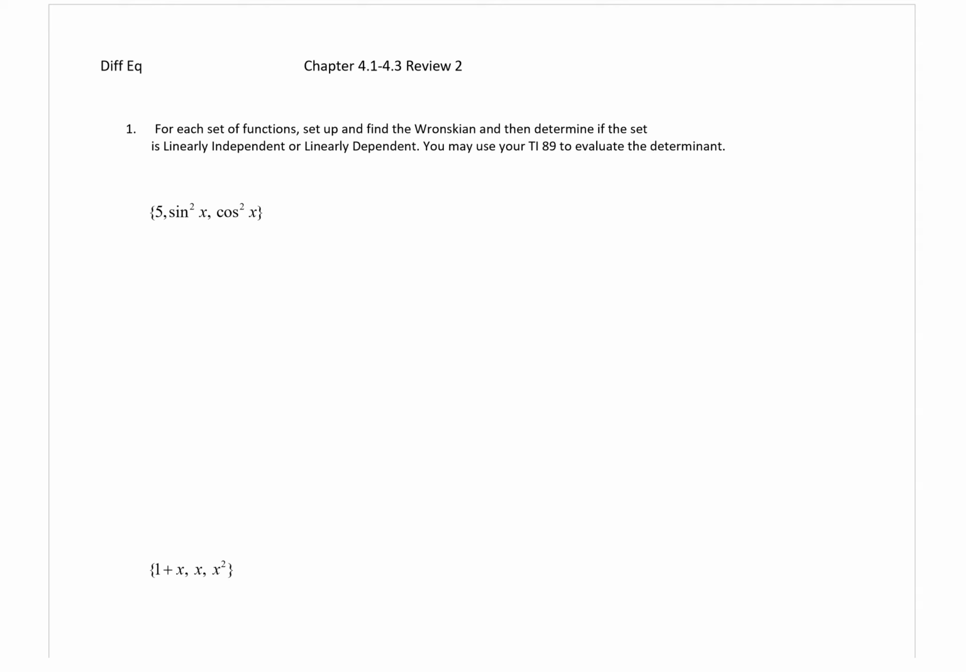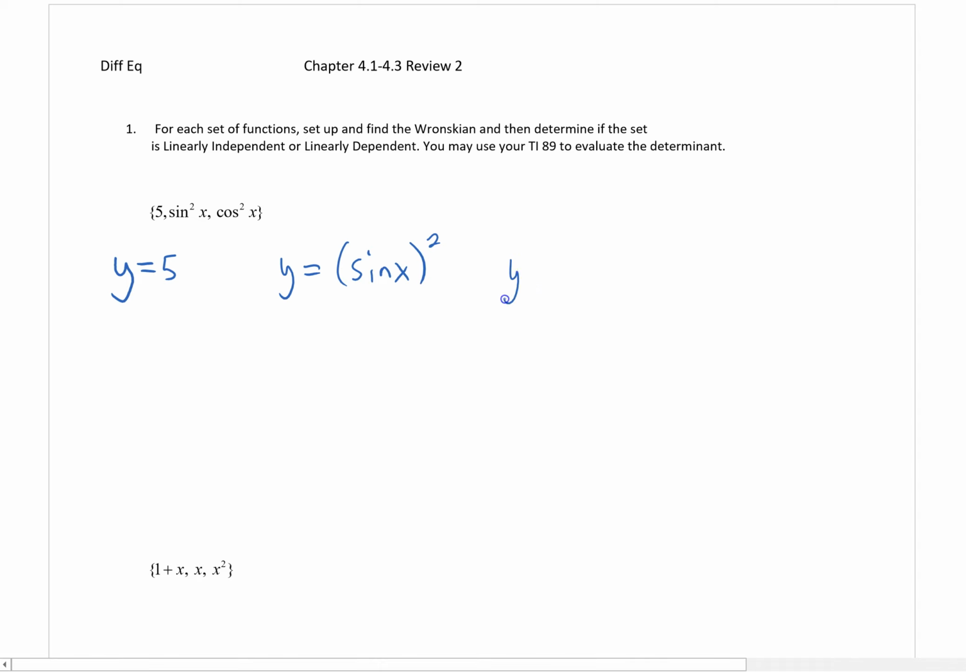Guys, they're giving you three different solutions here. You've got y equals 5. You've got y equals sine squared of x, but I'm going to write it the way we'd have to type it into the calculator anyway, like sine of x, quantity squared. And then we'll also write that as the cosine of x, quantity squared. Y prime of 5 is 0, and then y double prime, of course, would also be a 0.